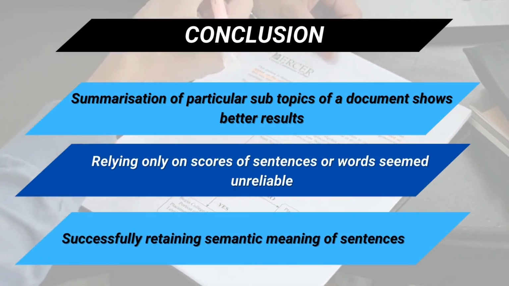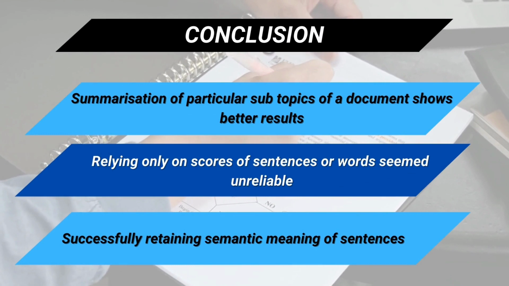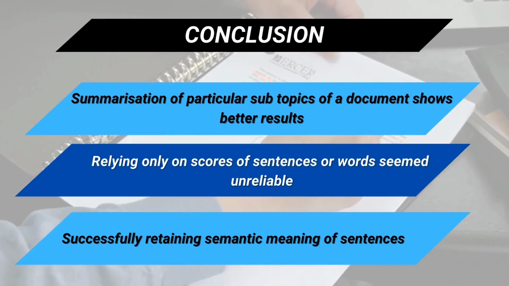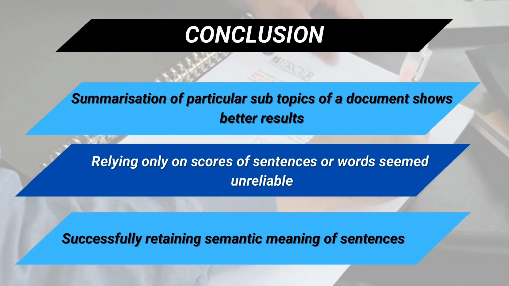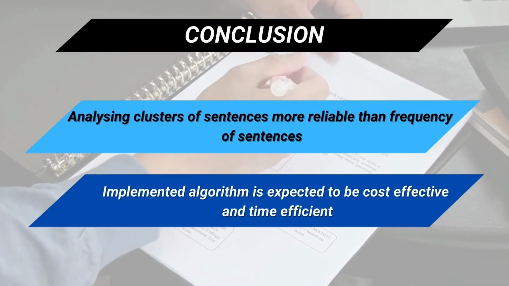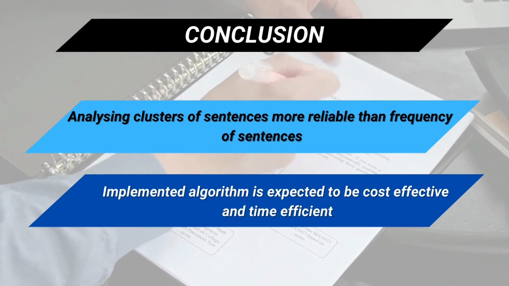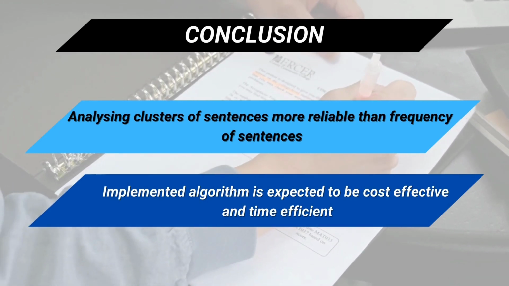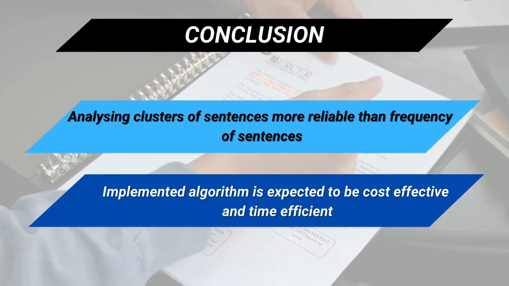To conclude, summarization of a particular subtopic of the document shows better results. Trusting only the statistical scores of sentences or words is not recommended, and semantics should be considered too. Analyzing clusters of sentences proved to be more reliable than only frequency. Implemented method is expected to be cost and time efficient.